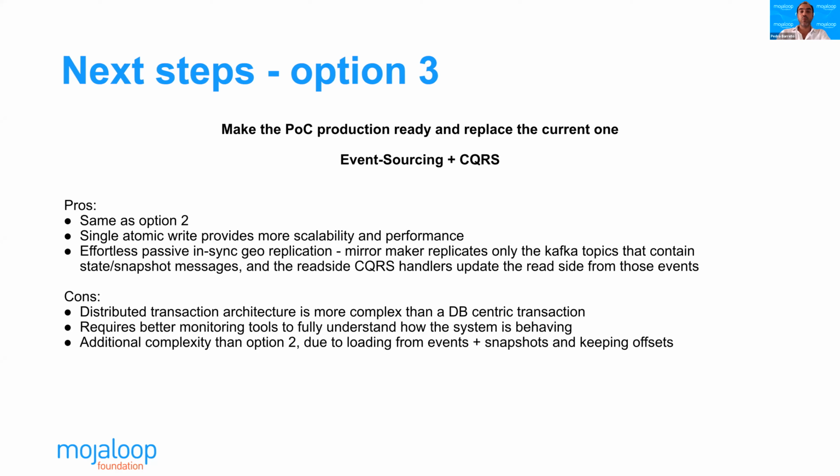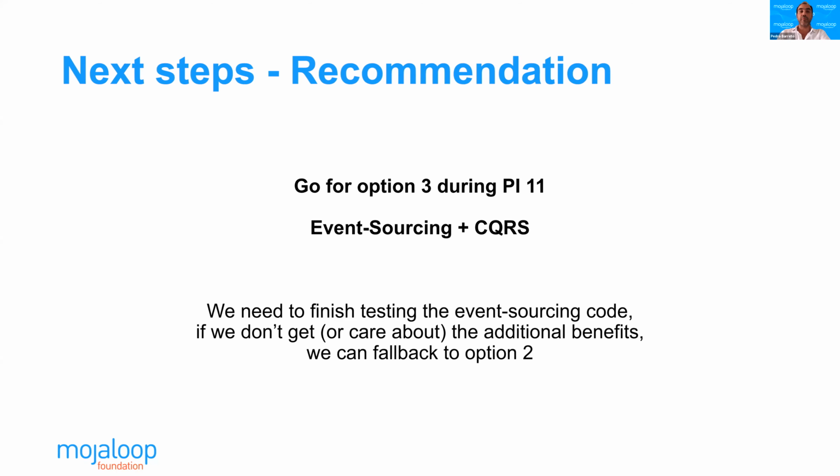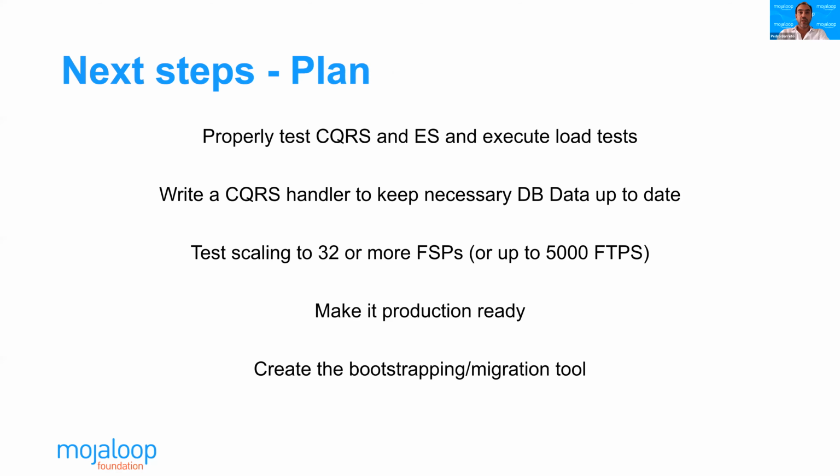So what is the recommendation? We recommend that we go for option 3 during PI 11, and this is the full event sourcing plus CQRS mechanism. We do need to finish testing the event sourcing code. It's there, it's not fully tested, so we need to understand fully how it works. And if we don't get, or we don't care about, the additional benefits, we can fall back to option 2, which is already proving to be very nice in terms of scalability and performance. So this is the recommendation from the team. What does this mean? We need some things to make it work.